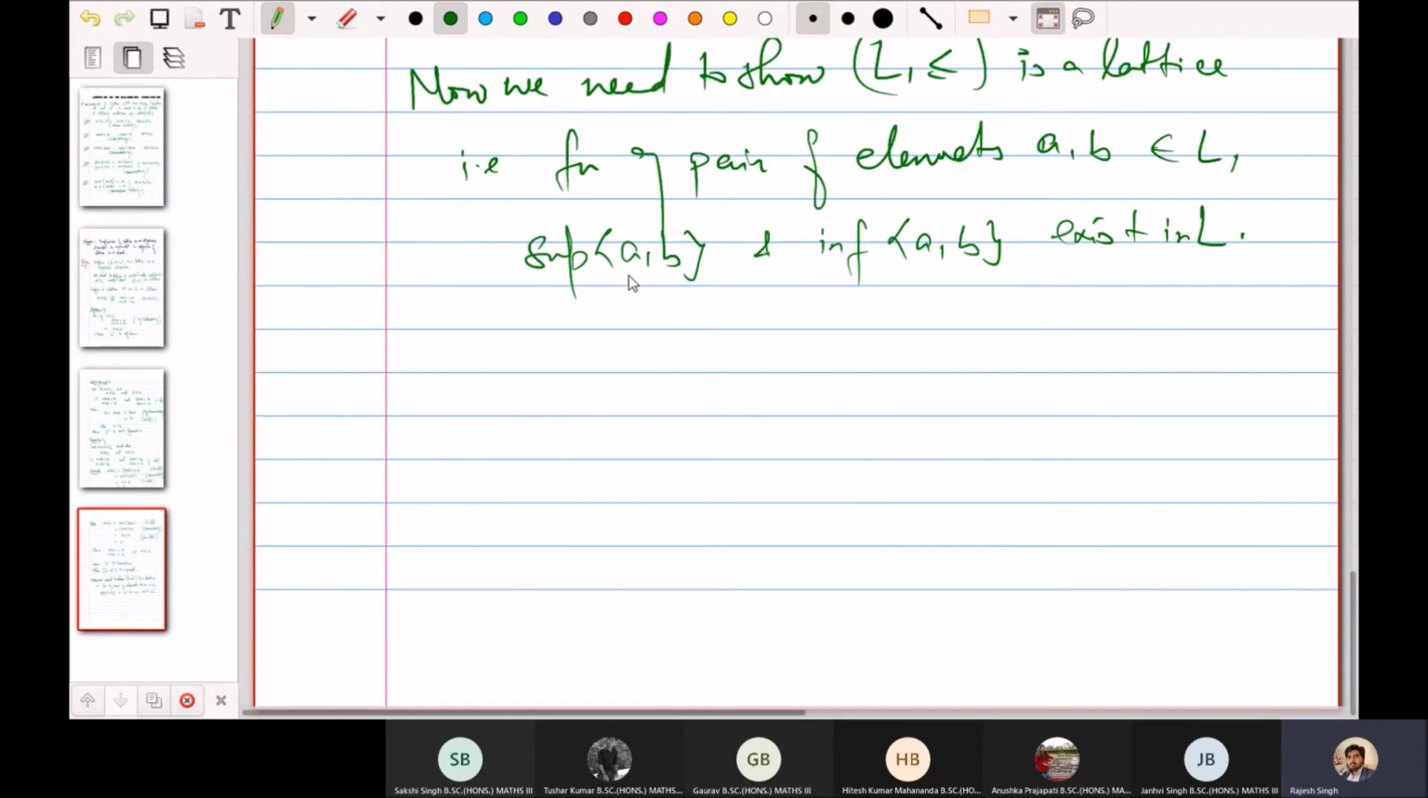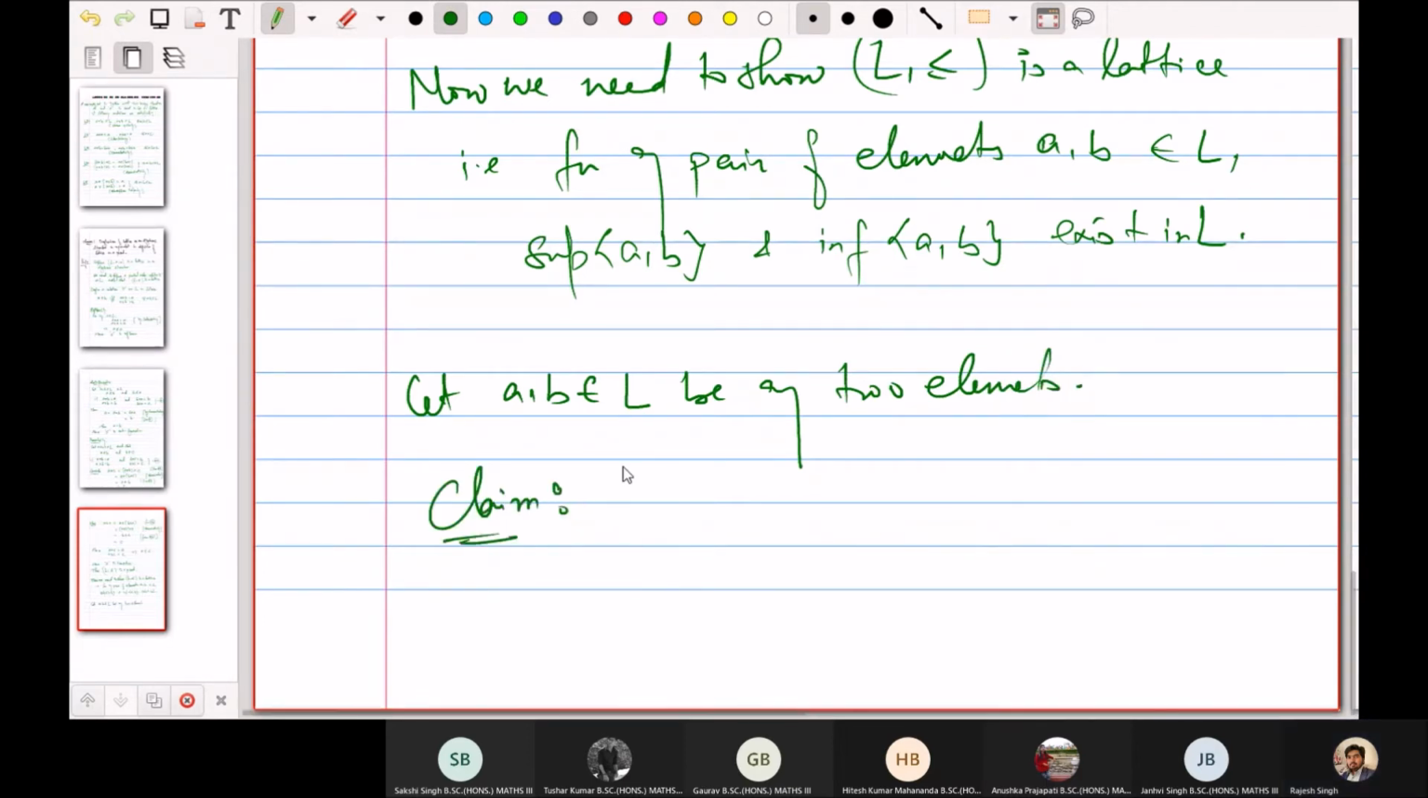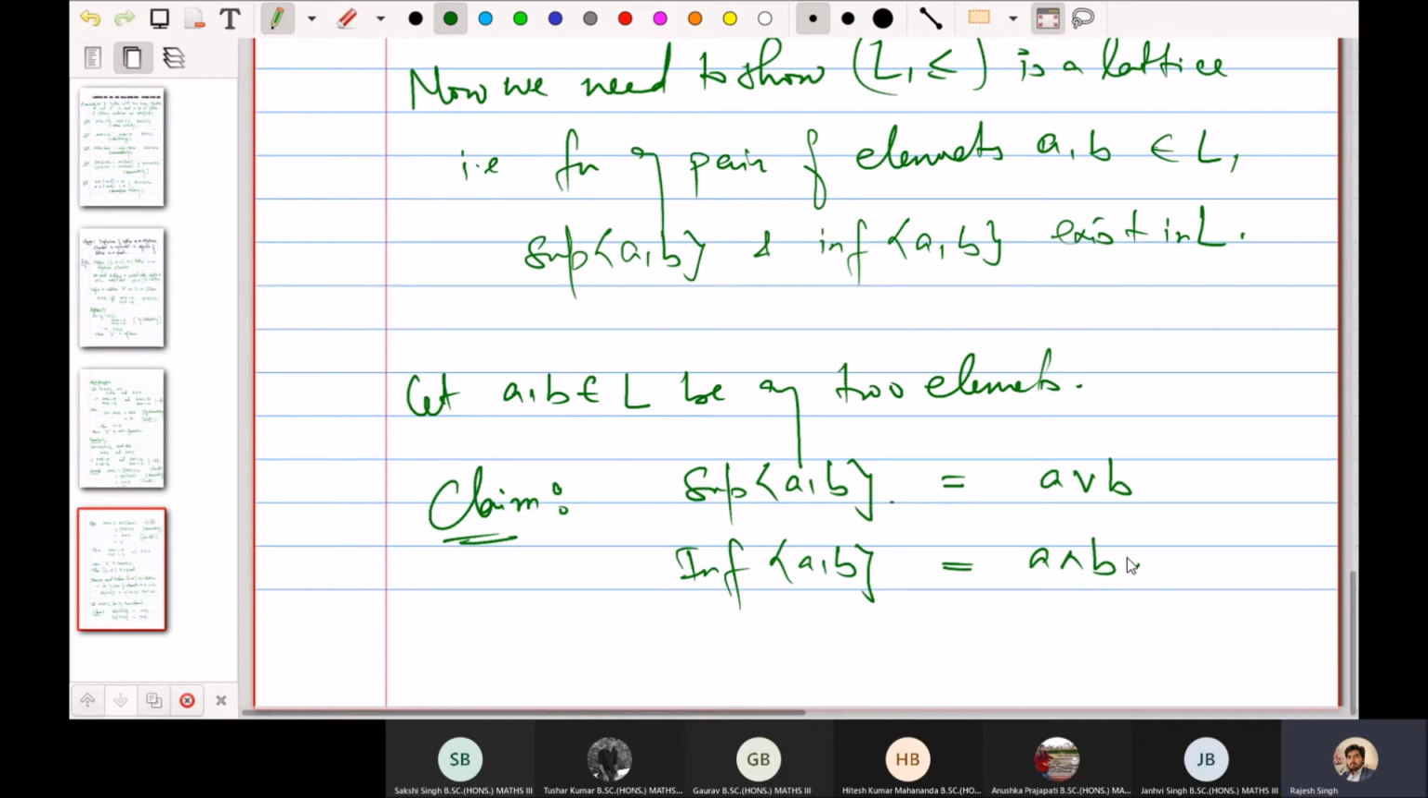ये शो करना है हमें. ठीक है. So we have to show that supremum of A, B is some element which belongs to L. So क्या होगा? So let A, B belong to L be any two elements. So we start with any two elements. What will be the supremum of A, B? अपने algebraic structure के terms में क्या होना चाहिए supremum of A, B और infimum of A, B? It should be A cup B and it should be A cap B, right? यही होना चाहिए. We expect it to be this, कि supremum of A, B should be A cup B and infimum of A, B should be A cap B, right?